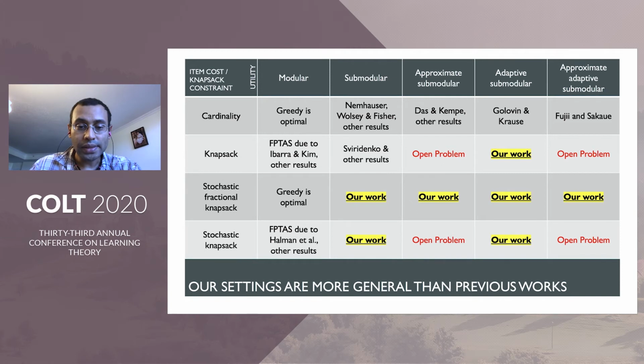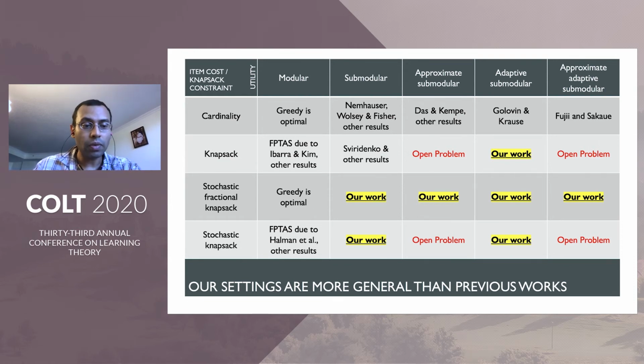So what is the setting that we actually consider, and how does it differ? Here are all the different utility function types that have been considered before, but most of the existing work considers the cardinality constraint. The difference in this work is that we are able to handle the cases where both the utility function and the item costs are stochastic. That's the basic contribution of this work.